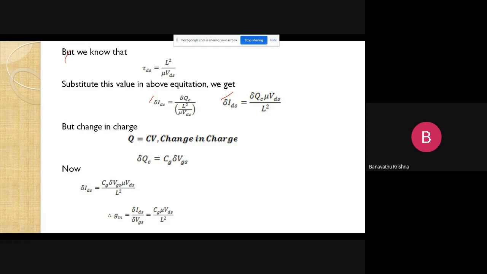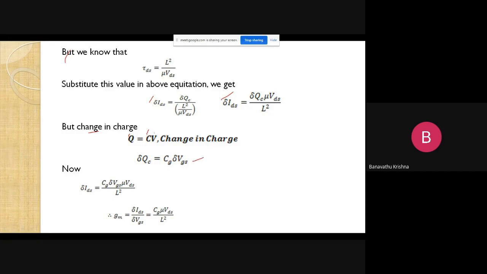But we know that charge equals C into V, right? Here V is the voltage, C is the gate capacitance, and Q is the charge. So the charge is induced with this voltage. If the voltage changes, then automatically the charge also changes. So we can represent this equation in terms of change in charge, that is delta QC equal to CG into delta VGS, right?